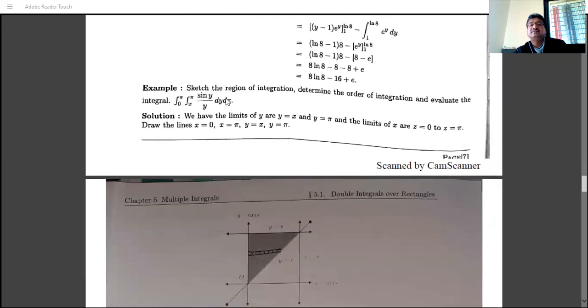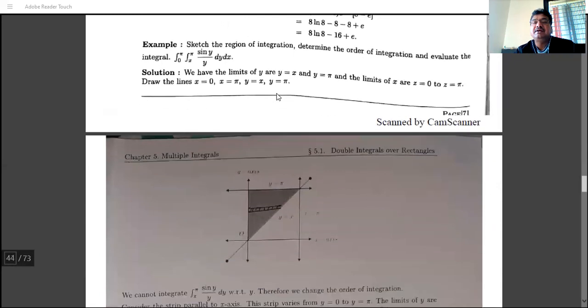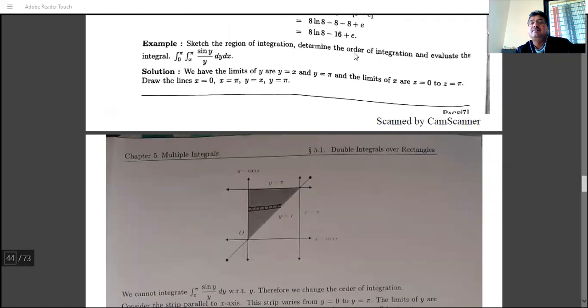Similar problem: sketch the region of integration, determine the order of integration, and evaluate the integral. Here, integrating sin y by y with respect to y becomes complicated. So we have to change the order of the integration, and integrate sin y by y with respect to x first. In order to change the order, draw the figure, where x to pi is the limit on y.